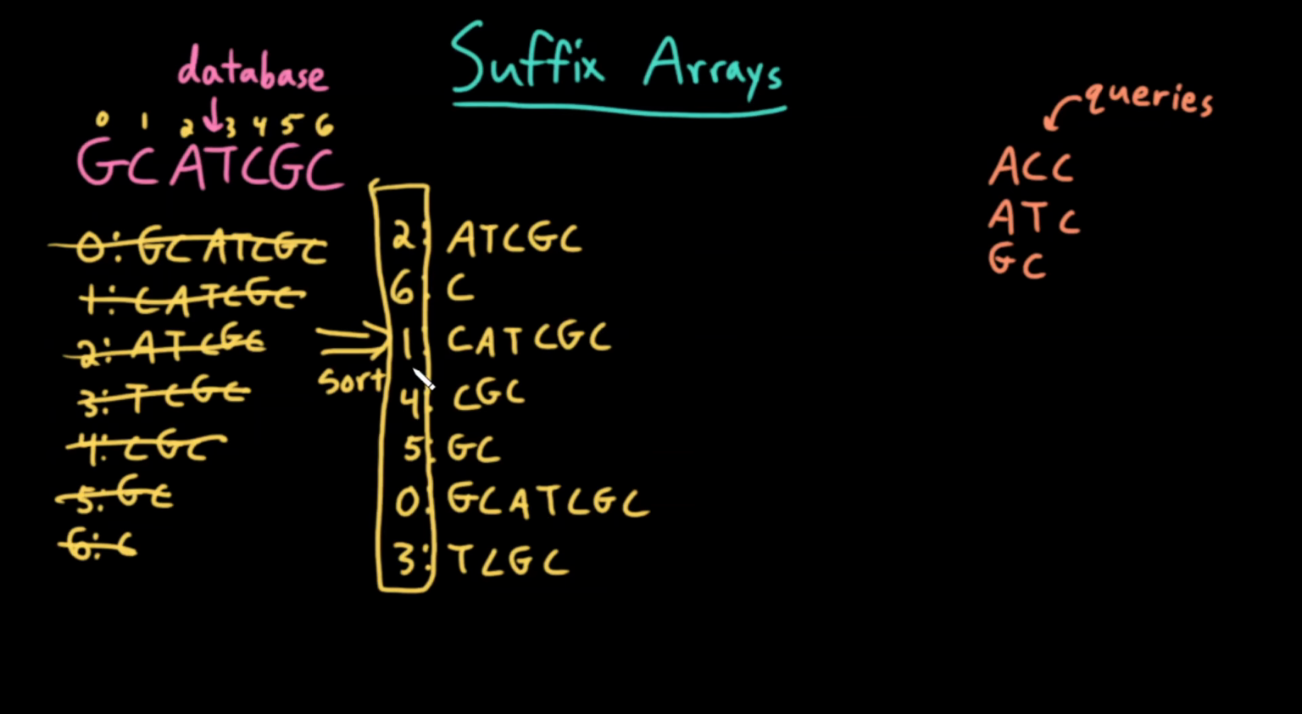All I would store are these integers representing the start indices, and I would generate the corresponding suffixes on the fly as I needed, including when I'm doing the sorting algorithm. Okay, so this is my suffix array. It's the sorted list of suffixes, but really each index defines a suffix. So it's the sorted list of start indices of suffixes where the suffixes are in increasing alphabetical order.